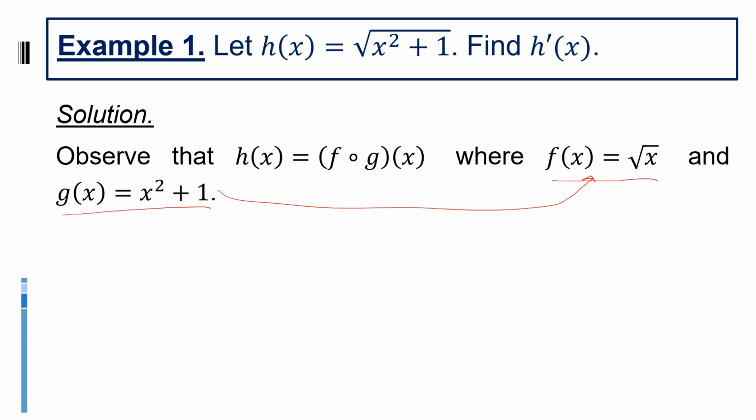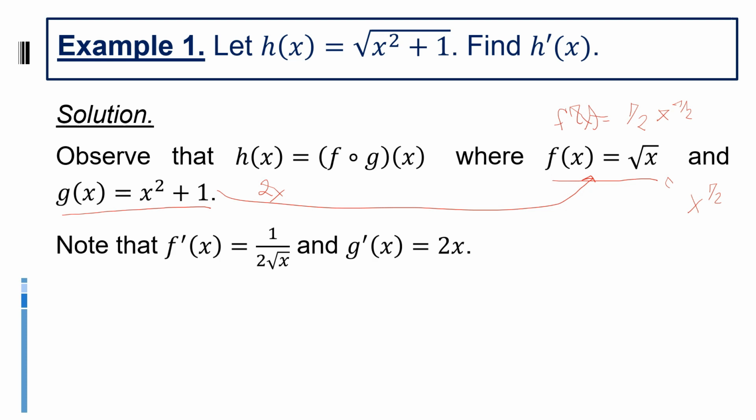Now, taking the derivative of f and g, so f prime of x now is equal to, diba, this is equal to x raised to 1 half. So that is 1 half times x raised to negative 1 half. Tapos ito naman, 2x lang yan. So that is f prime of x is equal to 1 over 2 square root of x, and g prime of x is equal to 2x.